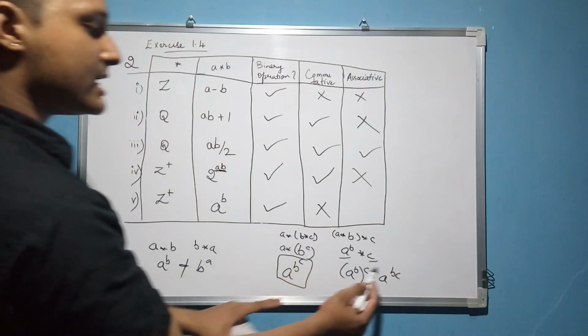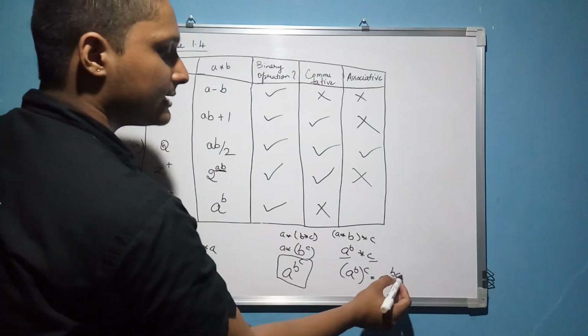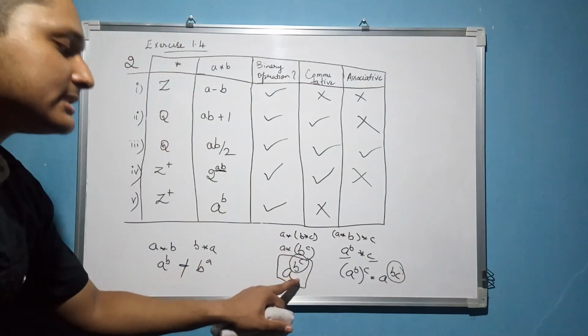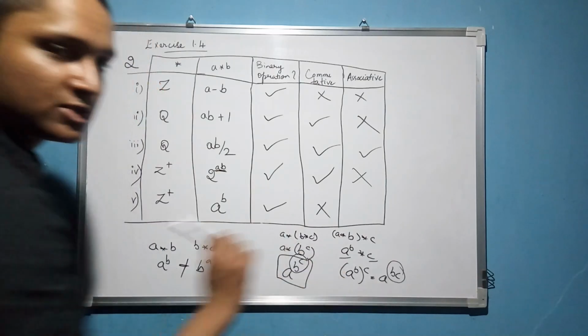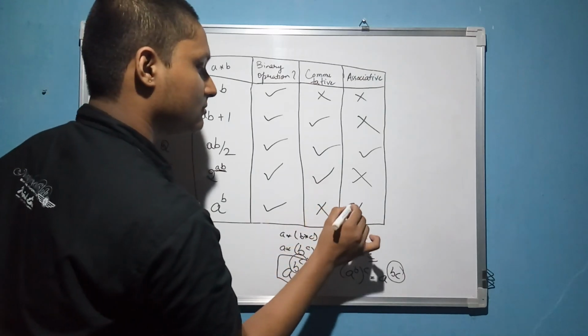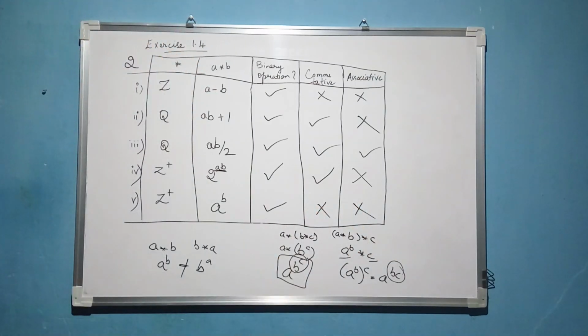Here it is b raised to c and here it is b into c in the exponent part. Just check the exponent part. Here it is b raised to c and here it comes to be bc. So they are not equal, right? So it is not associative.